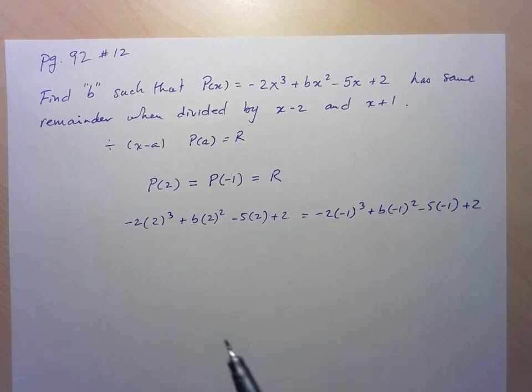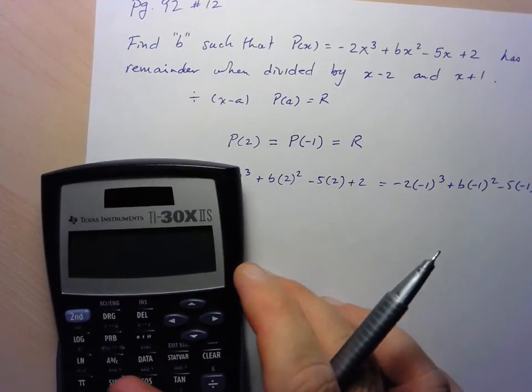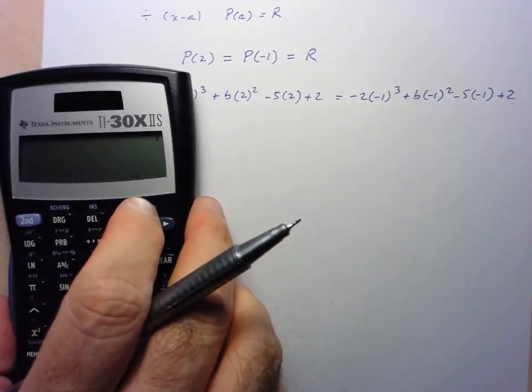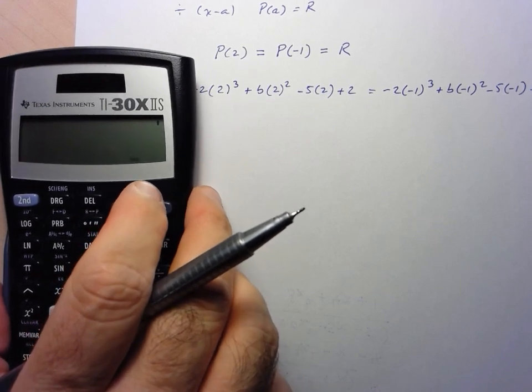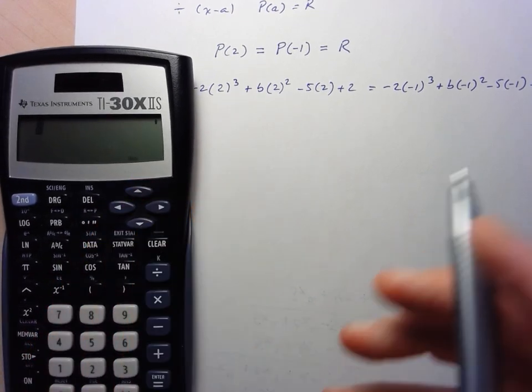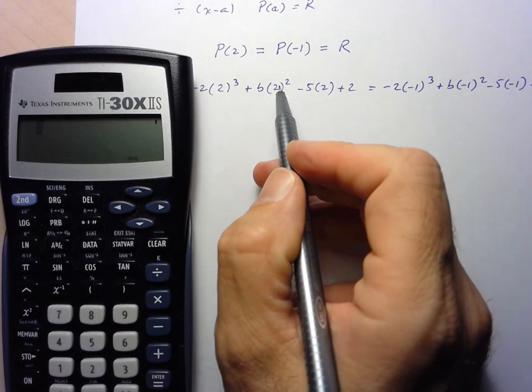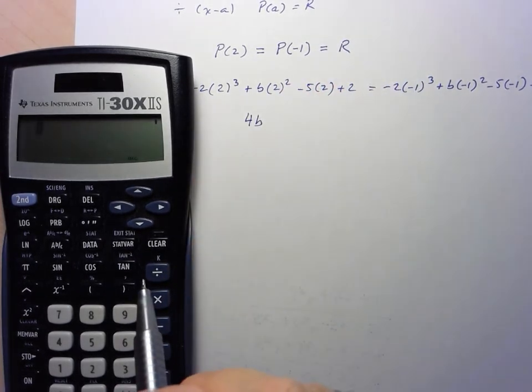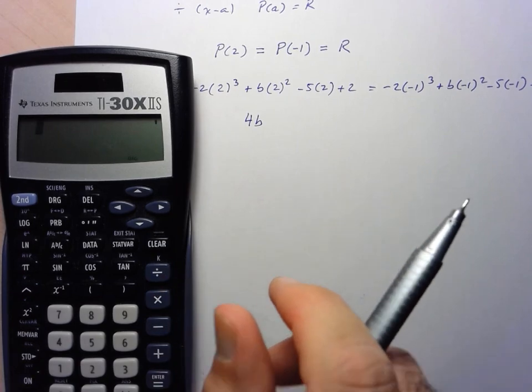Okay, so let's see what we have here. So let's get a calculator out. Try to get it so you can see it here. So let's start with the left-hand side. Okay, well, I know I'm going to have the 4b. So I'll put that first, and now let's calculate all the numerical terms.